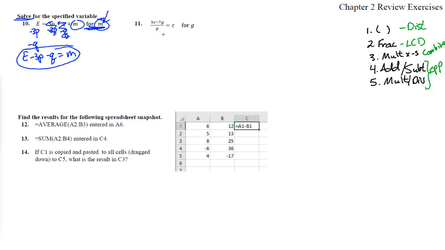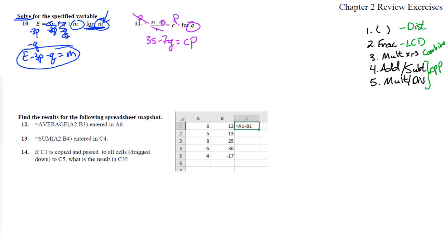Number 11. We are solving this ugly-looking formula for G. So there's G right there. We're trying to get him isolated and by himself. Do we have any parentheses? No. Do we have any fractions? Yes. So we've got to multiply through by the least common denominator. In this case, it's a P. And the fraction is gone on that side. So we have 3S minus 7G equals C times P. Okay, so far so good.